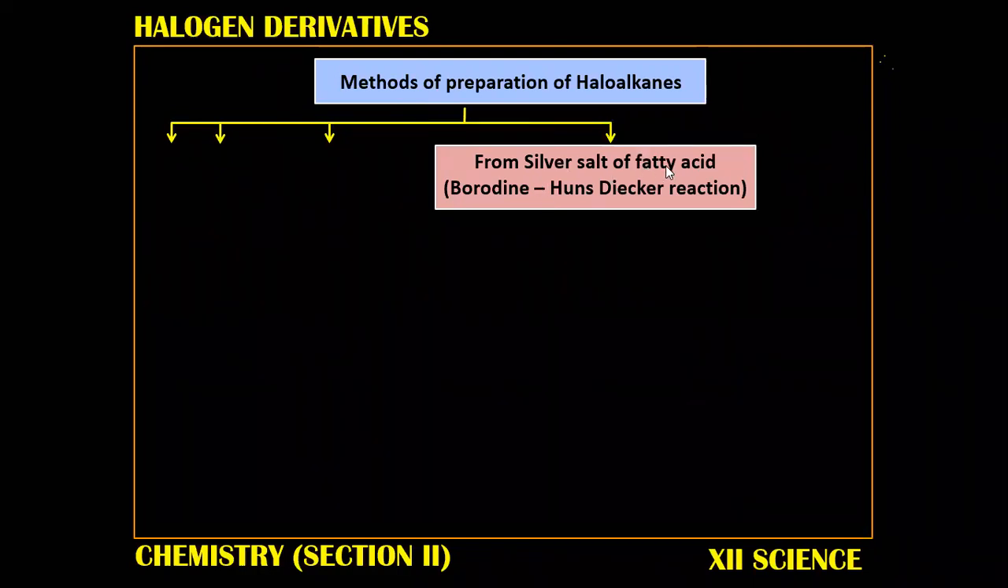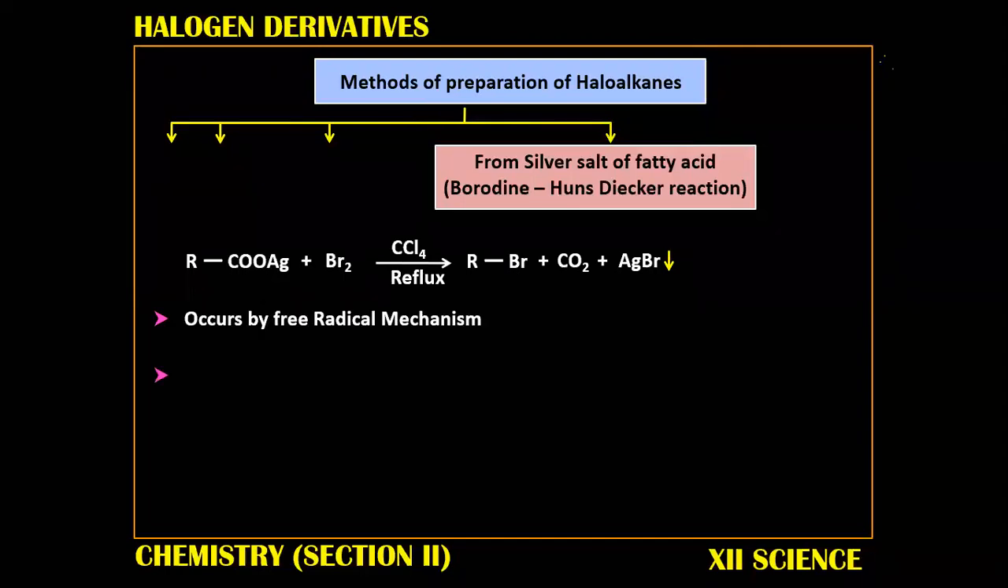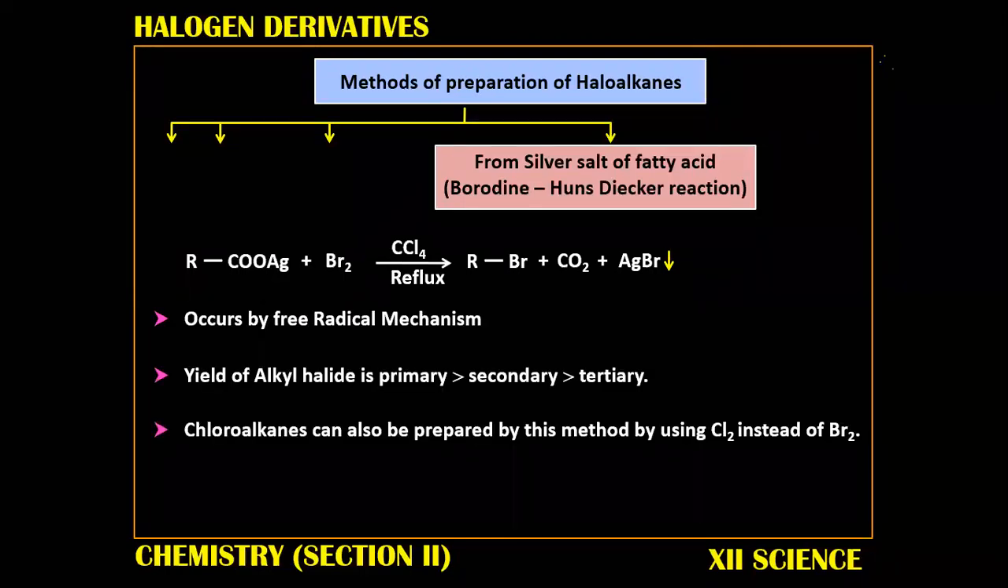From silver salt of acid, Hunsdiecker reaction. Here you take silver salt of acid and react with bromine. We get alkyl bromides. Instead of bromine, we can use chlorine also. But iodine cannot be used. If you use iodine, we get esters. I hope it's clear to all the students up till here.